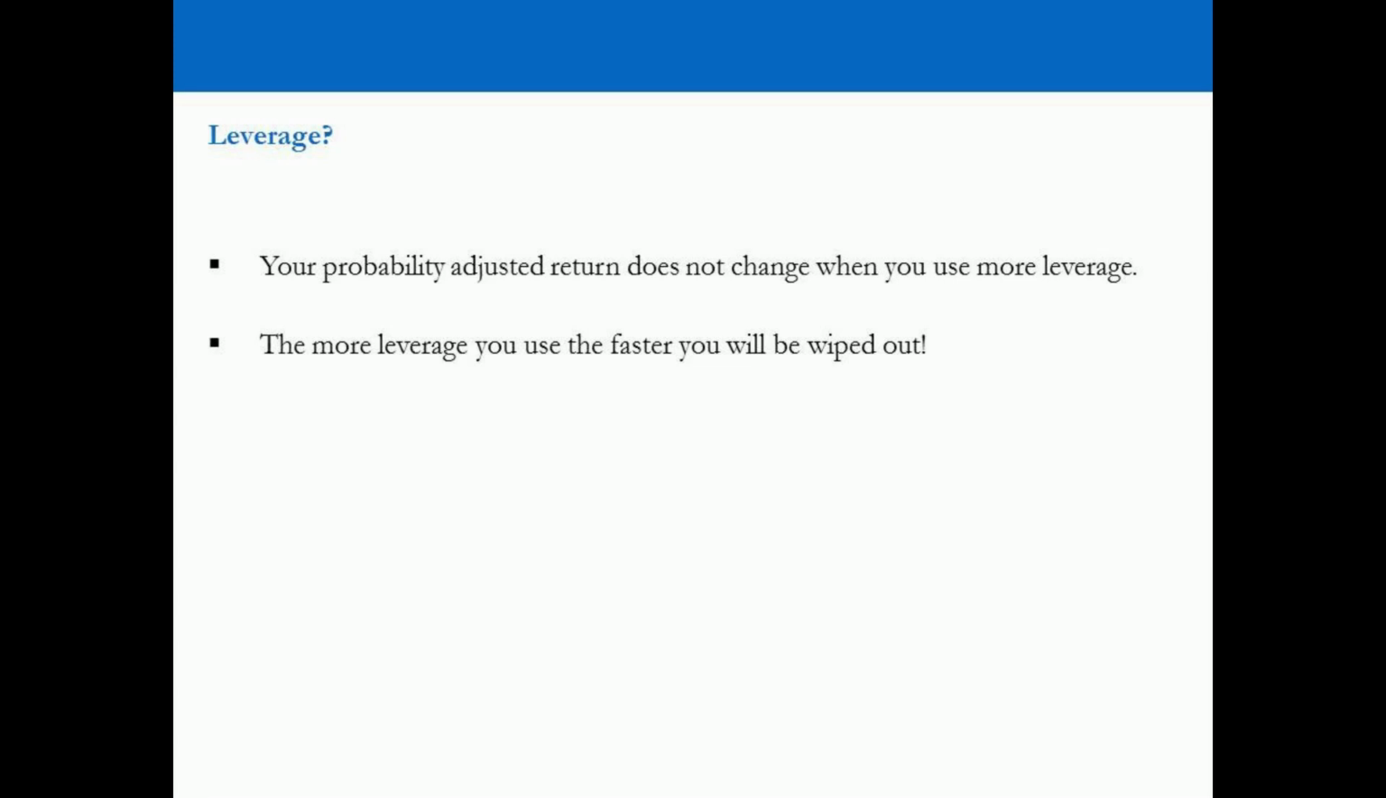What about leverage? The leverage doesn't change the odds. The odds stay exactly the same. It just means the more leverage you use, the quicker you're going to get wiped out.